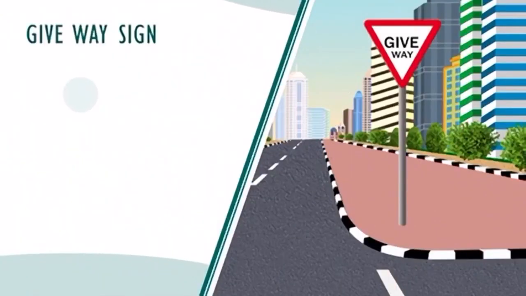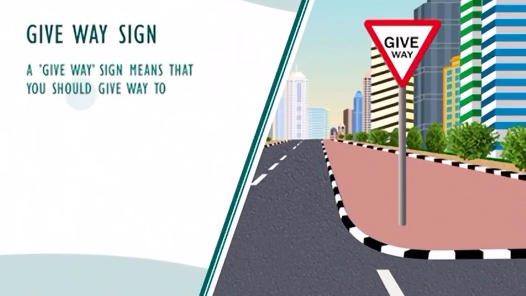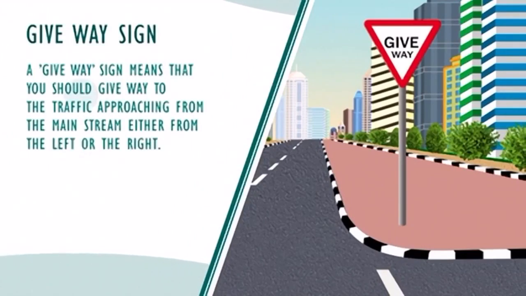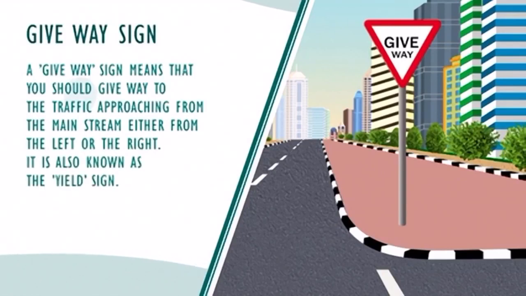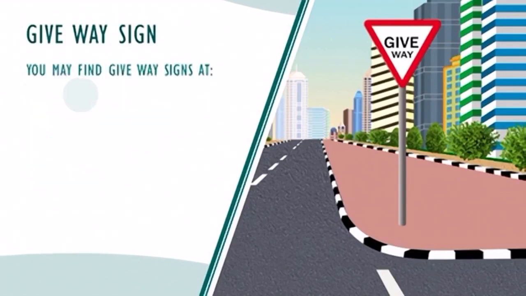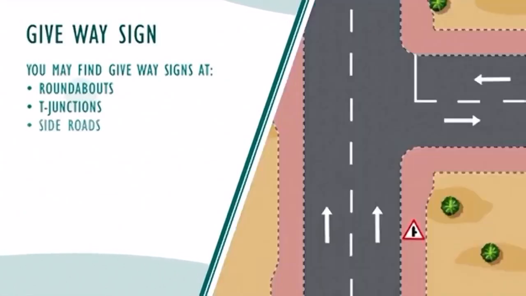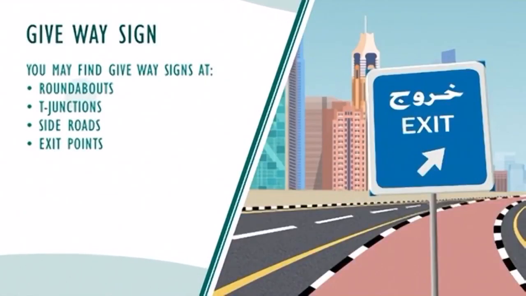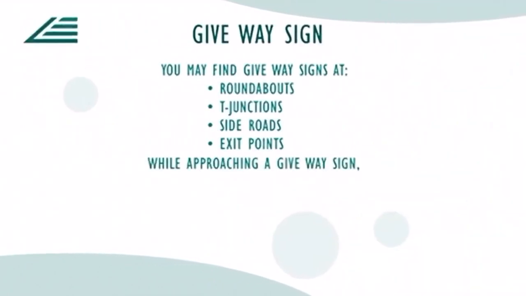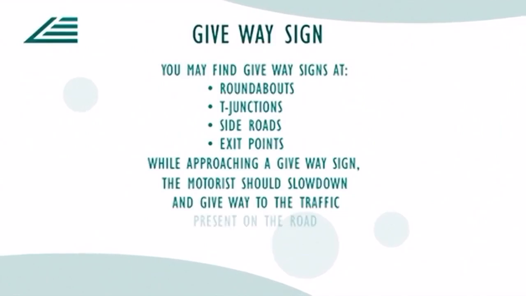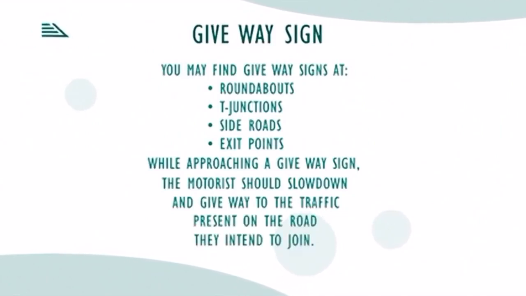Give way sign. A give way sign means that you should give way to the traffic approaching from the main stream, either from the left or the right. It is also known as the yield sign. You may find give way signs at roundabouts, T-junctions, side roads, and exit points. While approaching a give way sign, the motorist should slow down and give way to the traffic present on the road they intend to join.